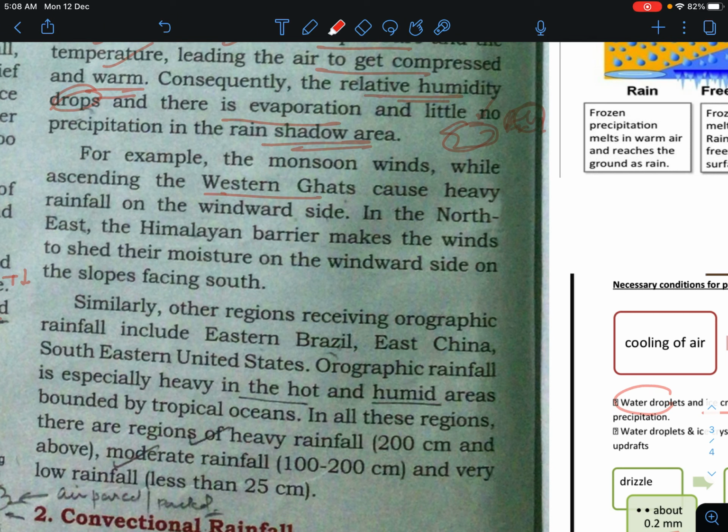The best example you can say is the monsoon, that is, wind ascending along the Western Ghats causes heavy rainfall on the windward side. So if we talk about the monsoon rain, on the windward side of the Western Ghats we get heavy rainfall. At the same time, in the northeastern Himalayas, the Himalayan barrier makes the wind shed its moisture on the windward side of the slope that is facing the south.